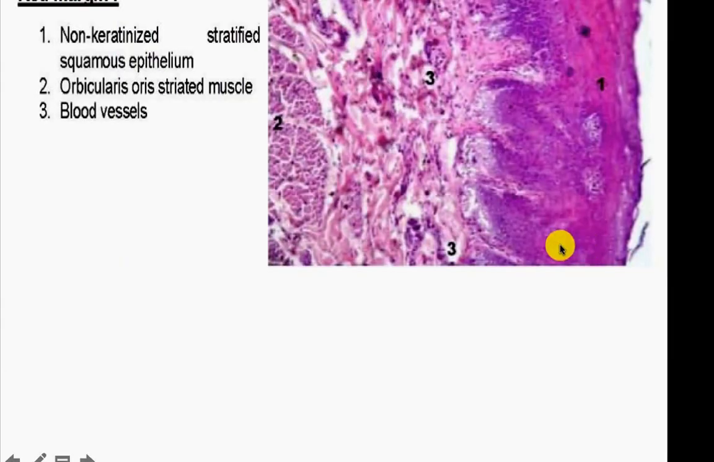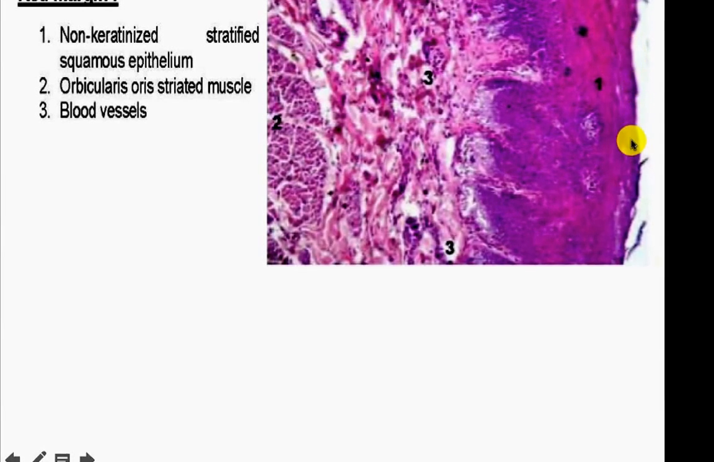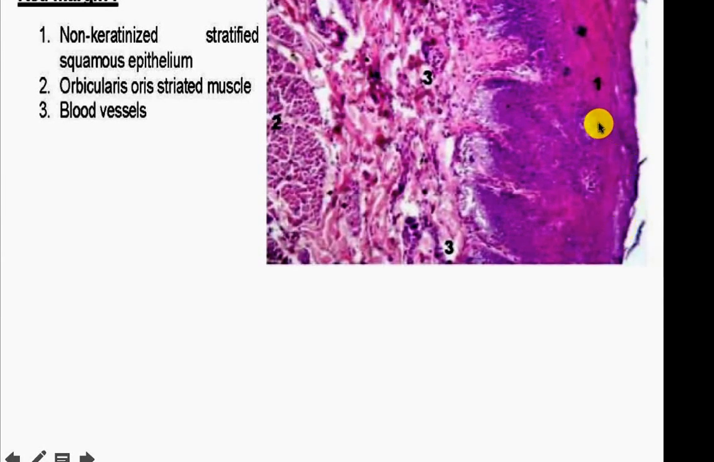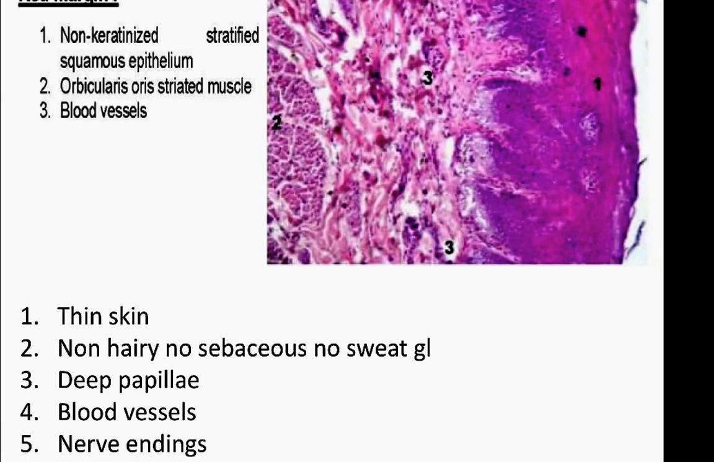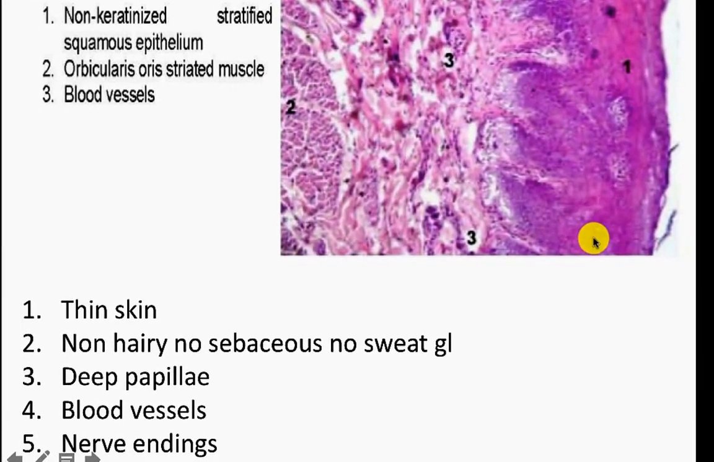Here the red margin is characterized by having thin skin. It is devoid of hair follicles and sebaceous glands. They are not present at all, but we have a lot of blood vessels underneath this epithelium. Of course, this epithelium is richly supplied with nerve endings. So it is thin skin which is non-hairy, no sebaceous, no sweat glands, and it has deep papillae and the blood vessels underneath. A lot of nerve endings, making it very sensitive.